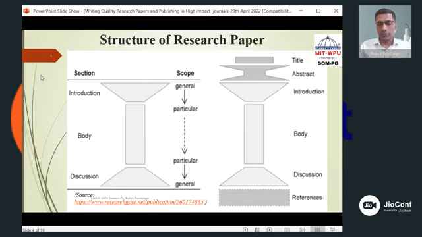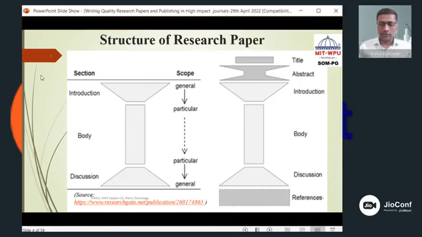Then comes the body of our research, in which all the methodologies, tools and techniques we are adopting, the actual work we are carrying out for the research, data analysis and data collection, all will be inside the body. Maybe some experimentation, manufacturing of the setup, maybe some material specifications.